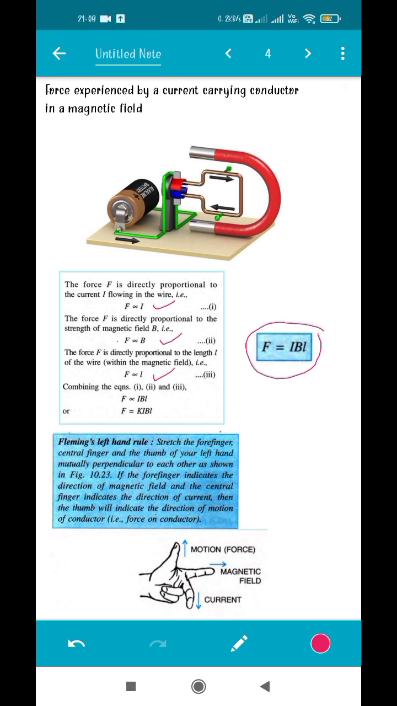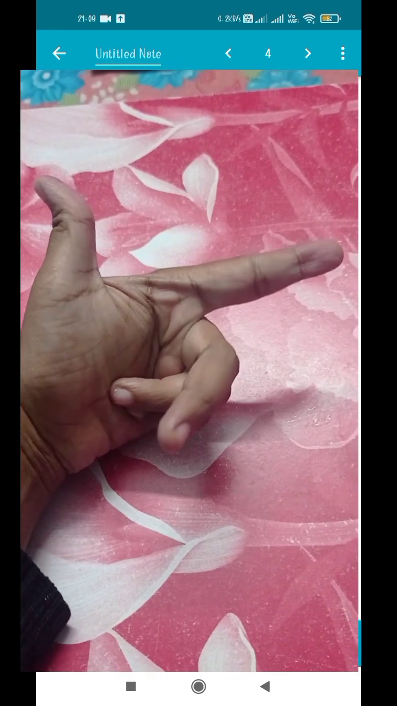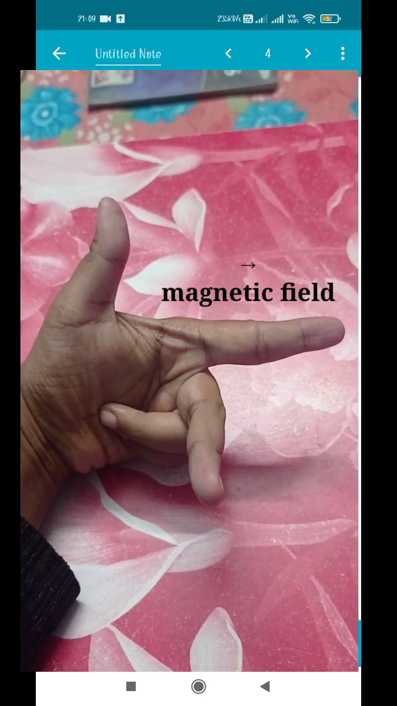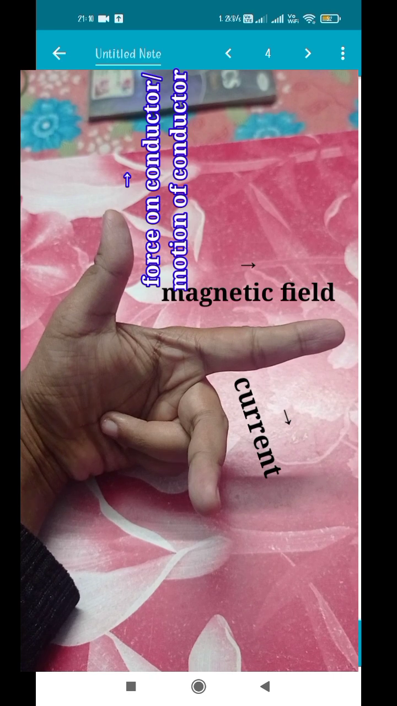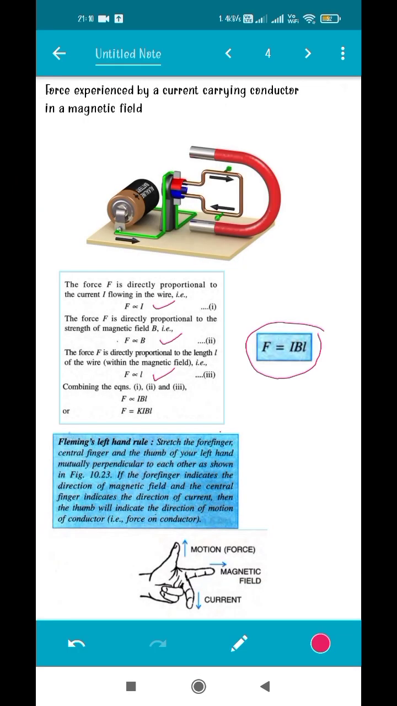So what is Fleming's left hand rule? If we stretch the forefinger, central finger and thumb of our left hand so that they are mutually perpendicular to each other, as you can see in the figure below, the forefinger will show the magnetic field, the middle finger will show the direction of current, and the thumb will show the motion or the force on the current carrying conductor. So we have to place our forefinger in the direction of the magnetic field, that means from the north pole to the south pole, and the current direction also has to be maintained according to the question, and then the thumb will show the direction of the motion of the conductor, or in which direction force is being applied to it. When you study about the DC motor, you will be able to learn about it in the higher classes.